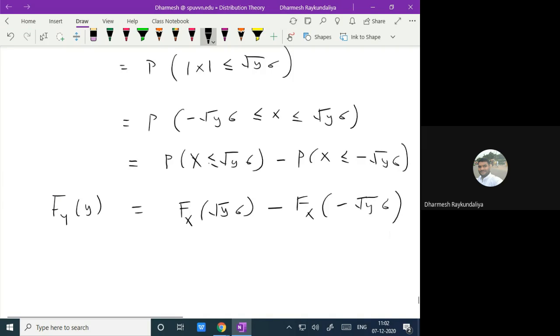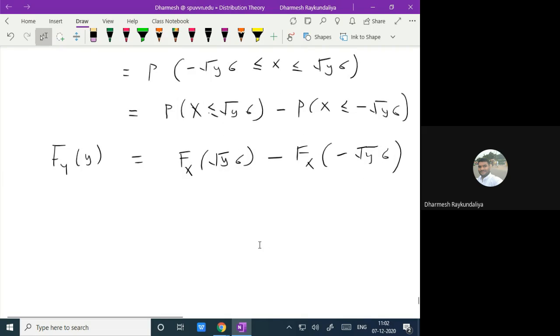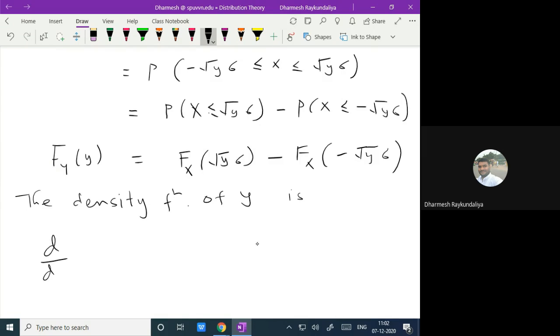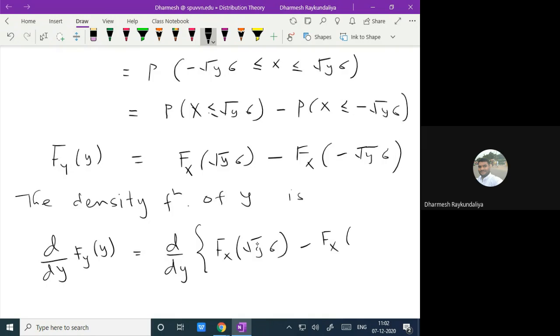So how will you obtain the density? The density function is obtained by just taking the derivative of F with respect to y. The density function of y is d by dy, the derivative of F_Y with respect to y, which is d by dy of F_X at root y sigma minus F_X at minus root y sigma.